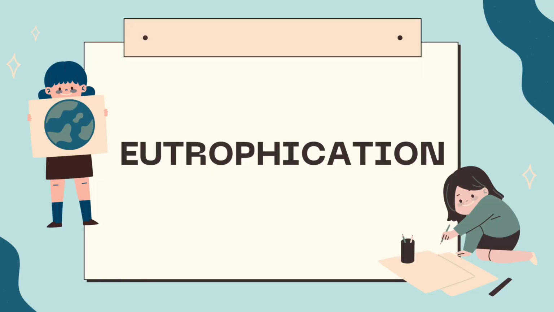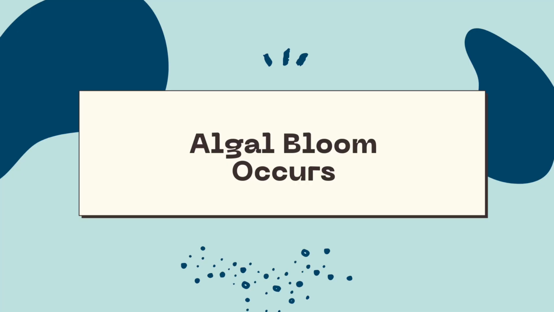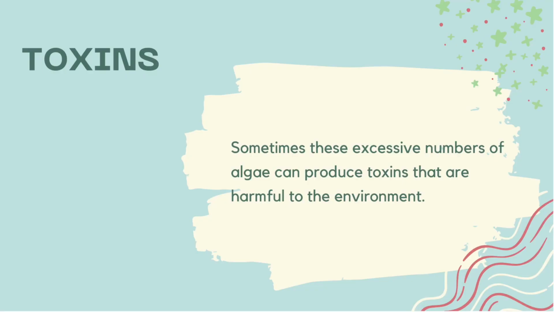Eutrophication is a natural process that occurs when there is an excessive amount of nutrients or minerals within a body of water. Through this process, algal blooms occur which are harmful to living organisms. Eutrophication causes many harms. With the acceleration of the increase in the population of algae, fishes and other living organisms will be at risk of suffocation. During algal blooms, algae need a lot of oxygen, sometimes even depleting oxygen, which causes anoxic conditions for fishes. Sometimes, this excessive number of algae can produce toxins that are harmful to the environment.